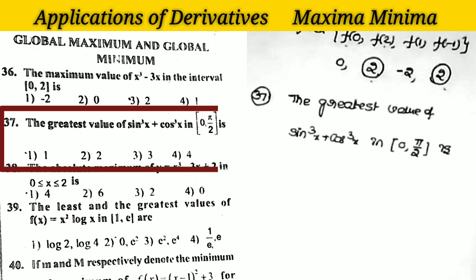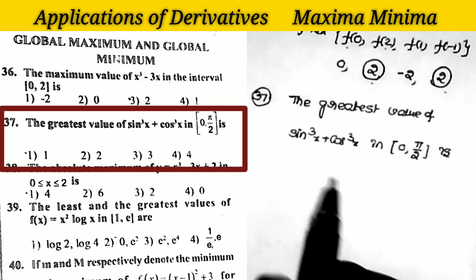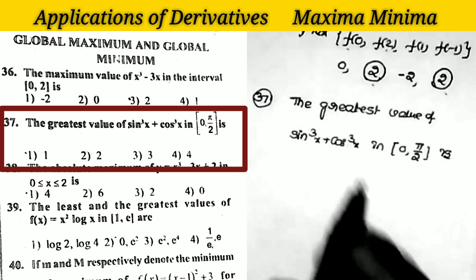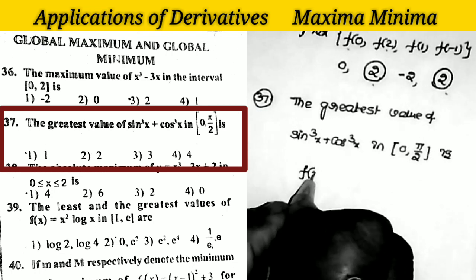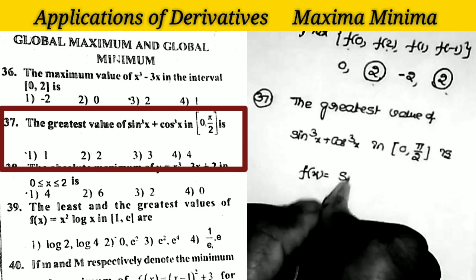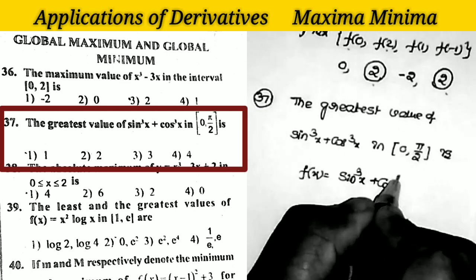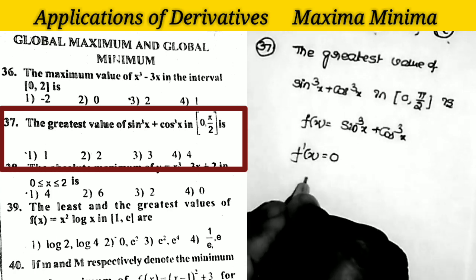Next question, sum number 37. The greatest value of sin cube x plus cos cube x in the interval 0 to pi by 2. Same procedure. First I take the given question as f of x, that is f of x is equal to sin cube x plus cos cube x. Okay, and doing the derivative and equating that value to 0.